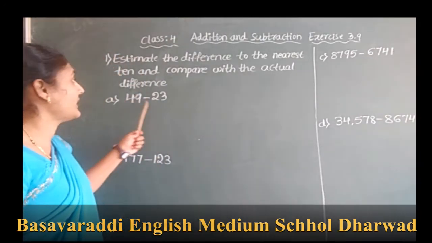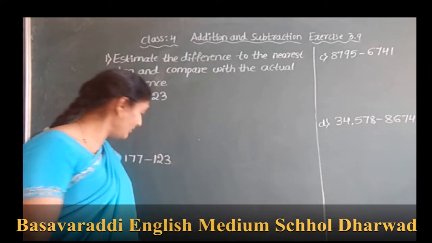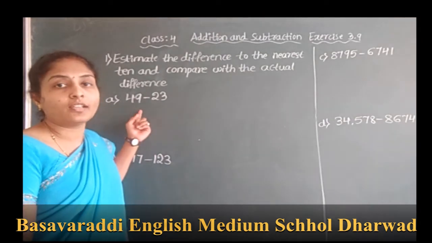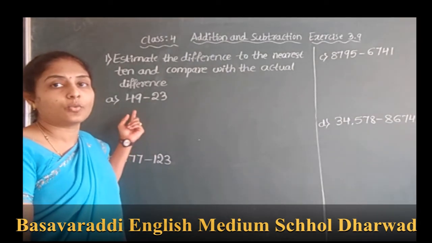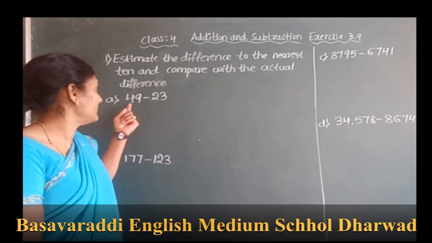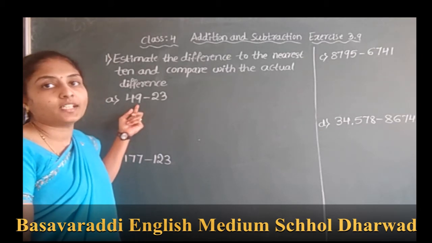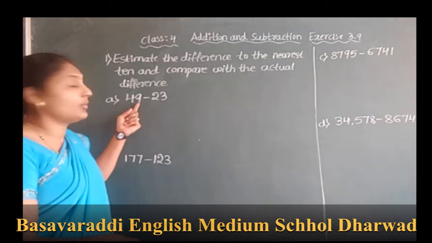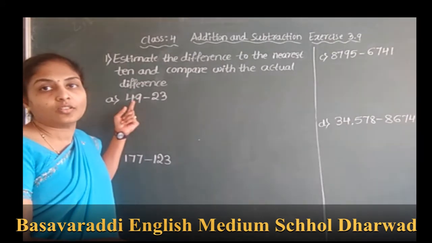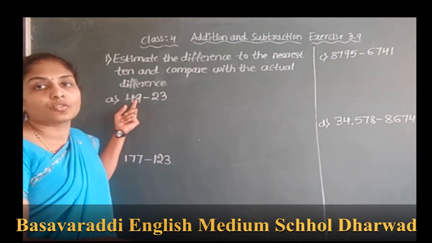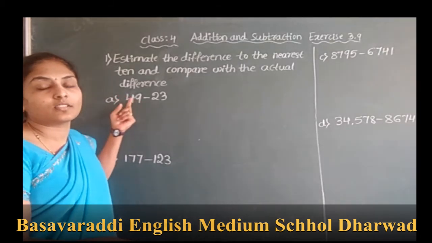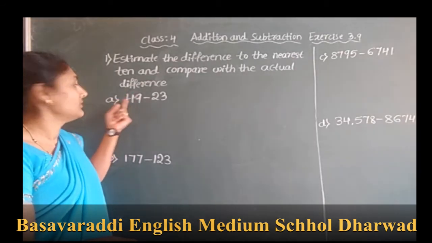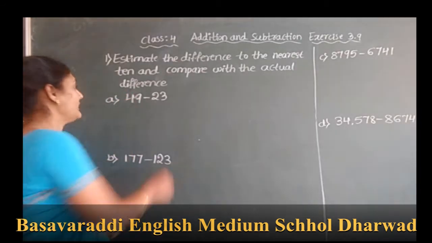The first one, 49 minus 23. How do we estimate the number? First, check the number, that is 49. If the digit at the ones place is equal to 5 or greater than 5, the number is rounded up. In the ones place there is a 9, and 9 is greater than 5. So the tens place number is rounded up. It means the 4 becomes 5.